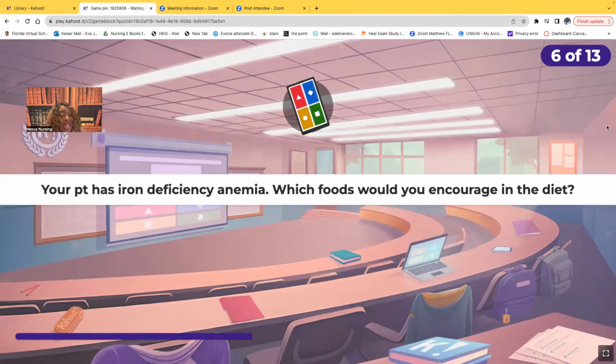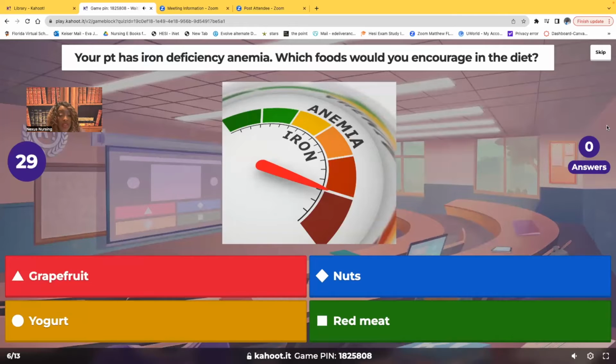Your patient has iron deficiency anemia. Which foods would you encourage in the diet? Would it be grapefruit? Would it be nuts? Would it be yogurt? Or would it be red meat?